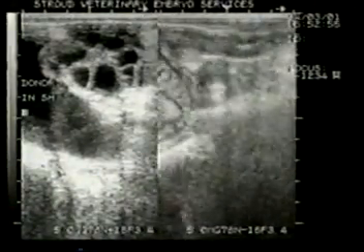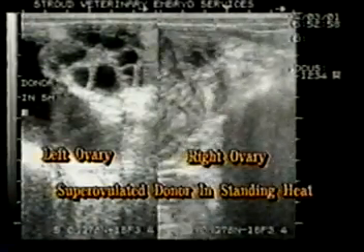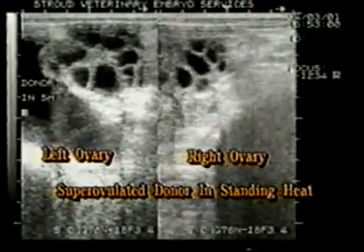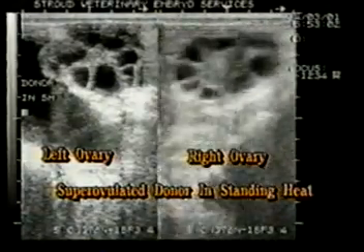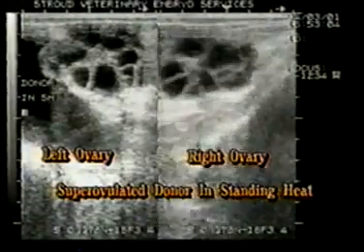This is another superovulated donor in standing estrus. She seems to have responded well to FSH, as depicted by the numerous non-echogenic follicles.